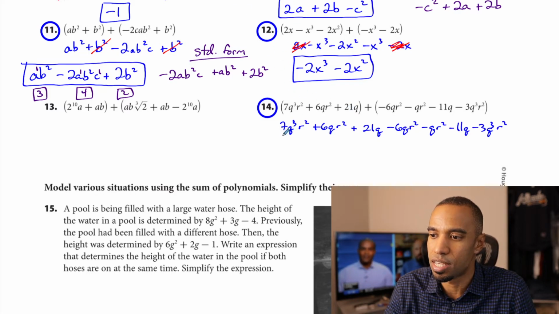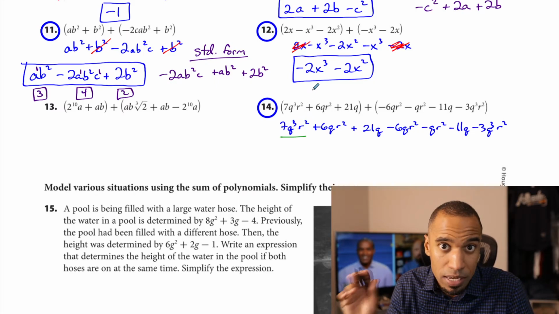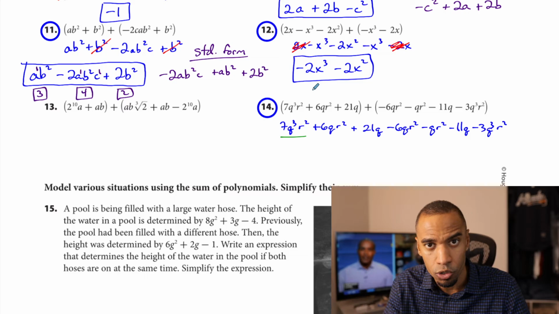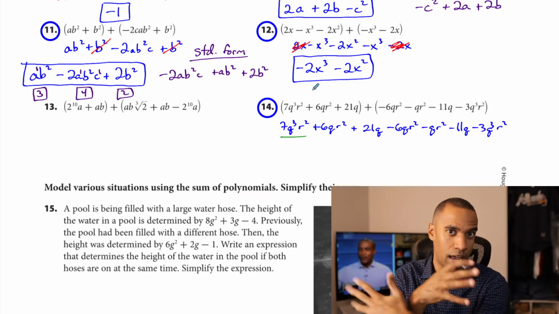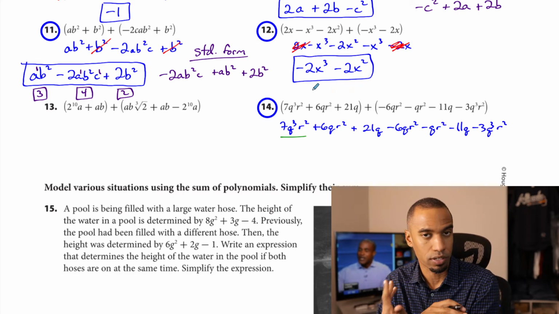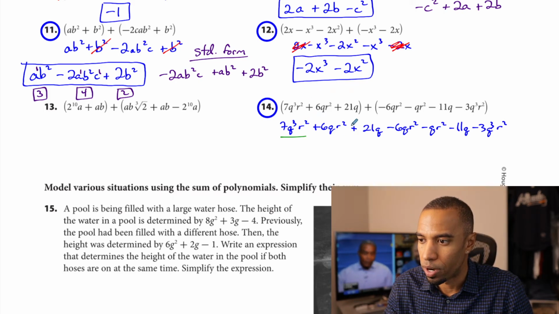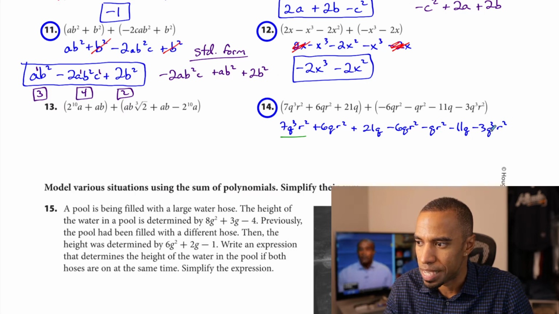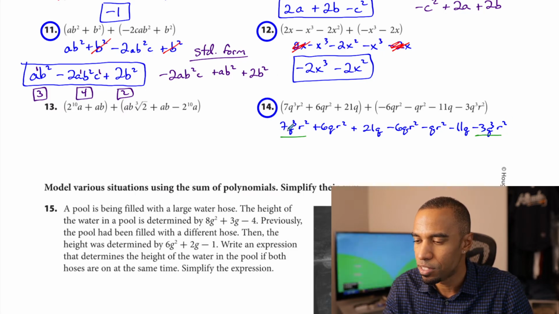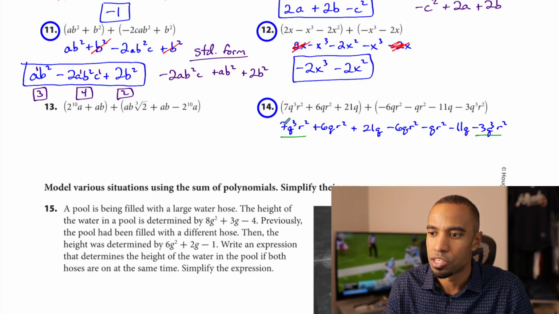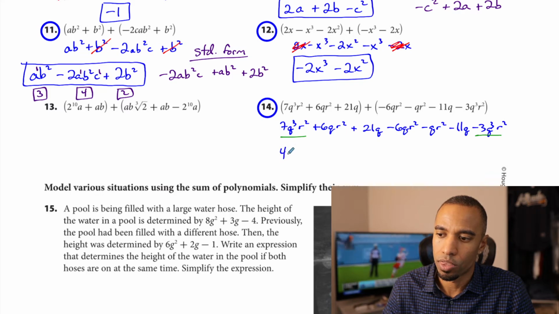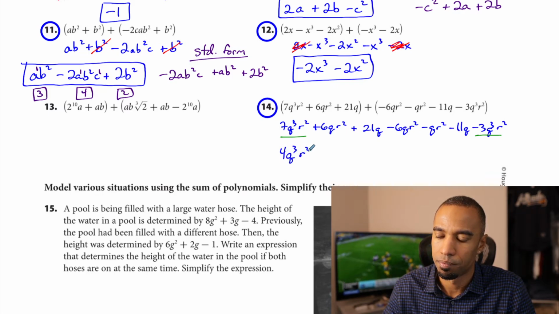So I look at this 7q cubed r squared. I need to find something else that has q cubed r squared. And it needs to be exactly that. It can't be q squared r cubed. If it says r squared q cubed, that's fine. I would instead reorder those so it actually does say that. So q cubed r squared. No, no, no, no, no. Yes, all the way down here. So 7q cubed r squared can combine with negative 3q cubed r squared. 7 minus 3 is 4. So with those two combined, I get 4q cubed r squared.